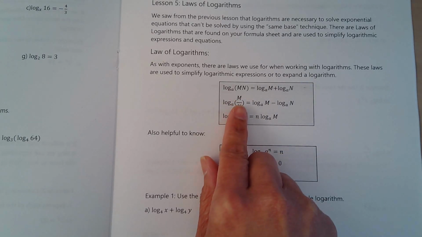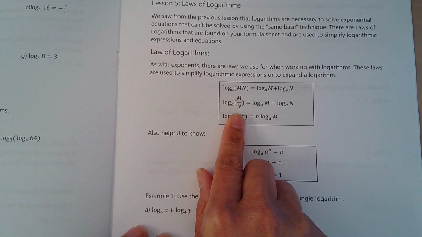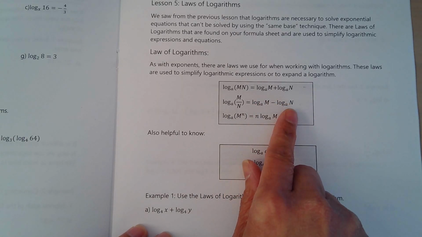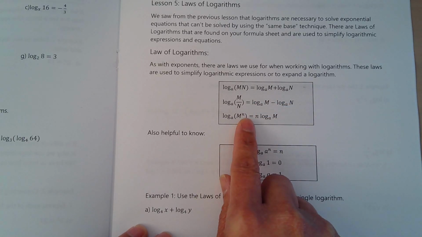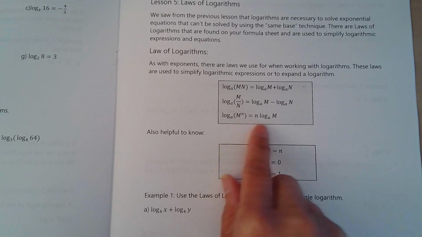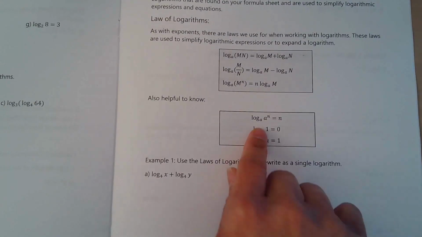What do we do when the powers have the same base and you're dividing them? You're going to subtract. That's why there's a subtraction in between. And m to the n, what do you do to the power? It's basically multiply, right?